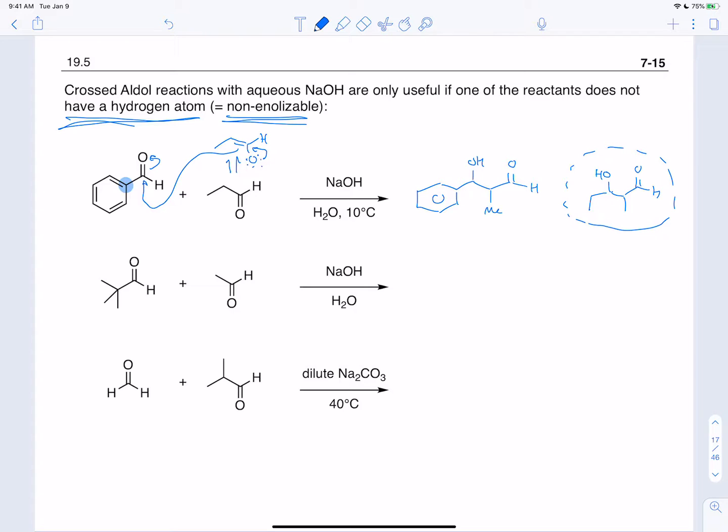Another way to do this, instead of a benzene ring, it could just be a fully substituted carbon. This also doesn't have any hydrogens that can react. So let's say this one was even heated. That would now give us the full aldol dehydration product. That'll look like this.